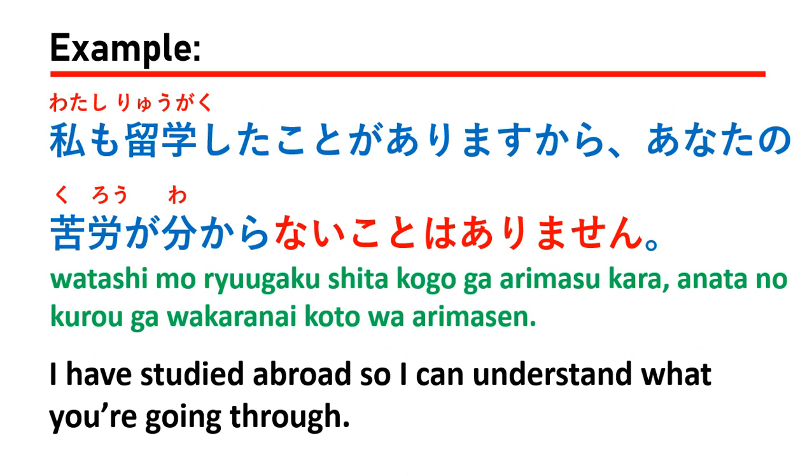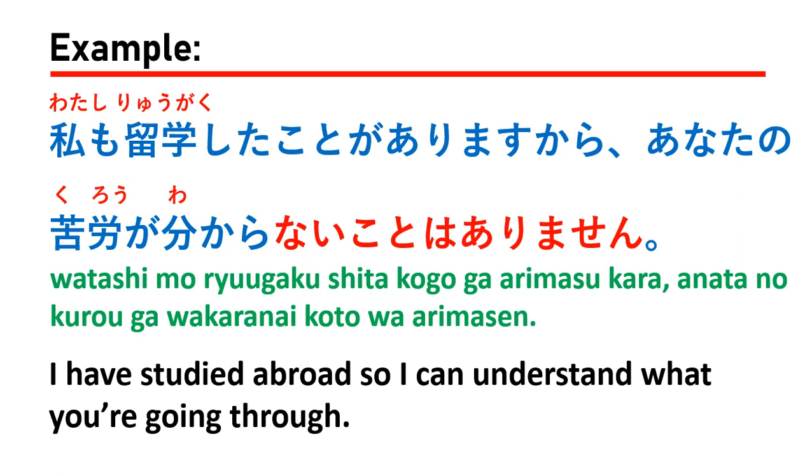In this sentence, let's see what they use. Here, they use wakaranai koto wa arimasen, right? Which means they use the grammar of naikoto wa nai with the verb, right? Here, our verb is wakaru, right? Wakaru, or wakarimasu, means understand. If you change wakaru to masu form, it becomes wakarimasu, wakarimashita. But when changed to the nai form, it should be wakaranai, right?